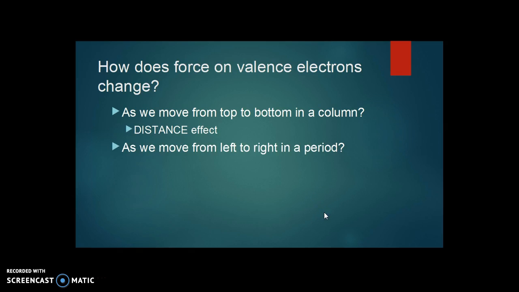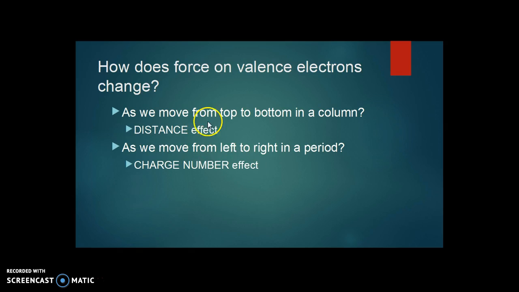As we move from left to right in a period, the nuclear charge is increasing by 1 every time we move to a different element. So we go, for instance, from boron, element 5, to carbon, element 6. We increase the percent of charge, so to speak. The overall charge of the nucleus increases by more than 10%, just moving one element.